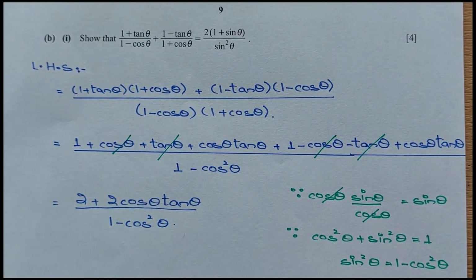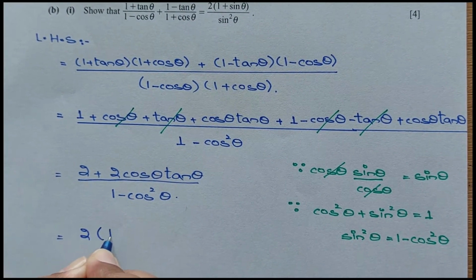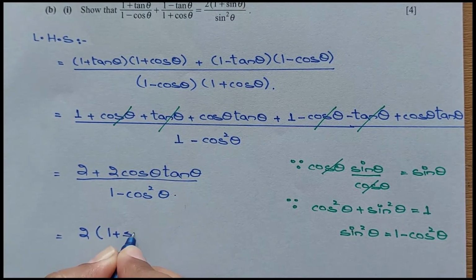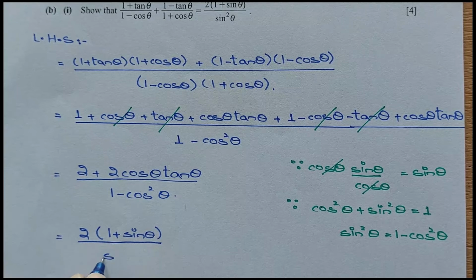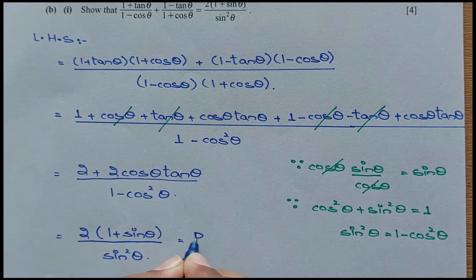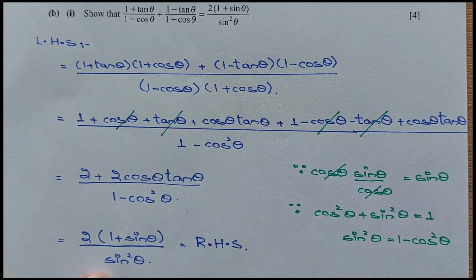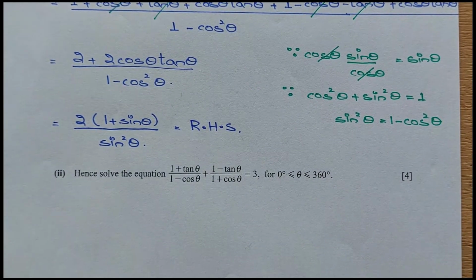So let me write it down. 2 is common, 1 plus this cos theta tan theta is just sine theta, and this is going to divide with sine square theta. So this is equal to the right hand side. This is proved, right? Now for the second part, hence solve the equation.